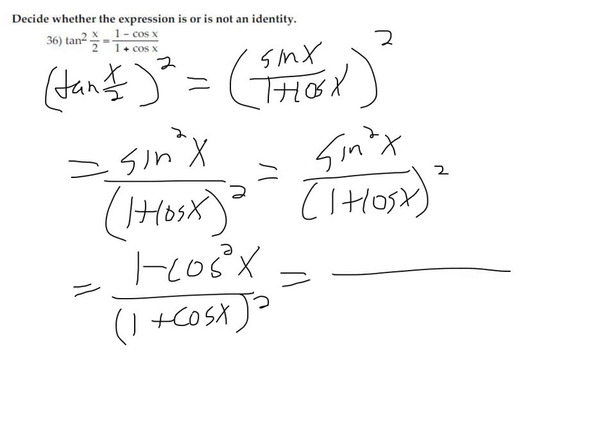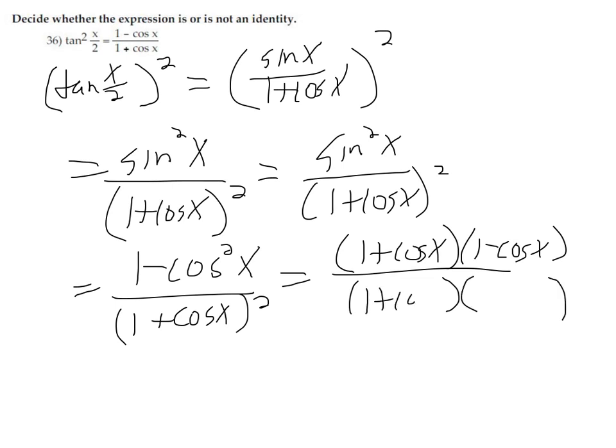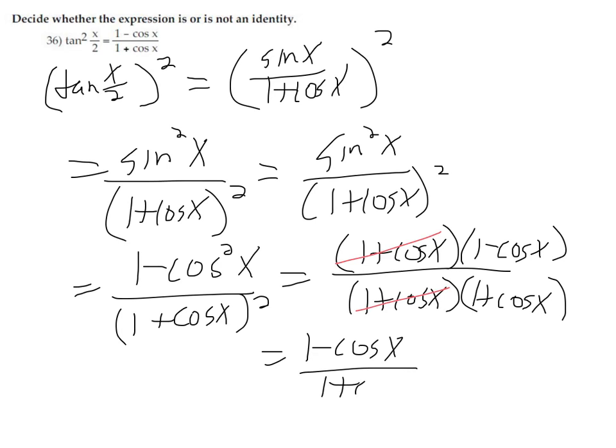The numerator is a difference of squares, so it's 1 plus cosine x times 1 minus cosine x over, now I'm going to write this one squared 2 times. Just makes it easier to see what to do in this case. And what to do is this, it's a factor of 1, giving us 1 minus cosine x over 1 plus cosine x, which is the right side. Identity. Great. Moving on.